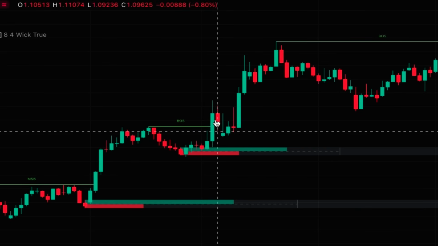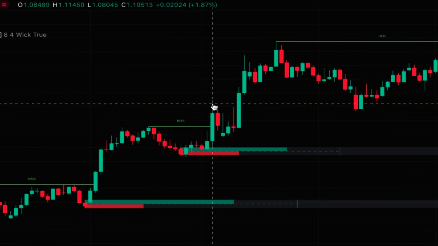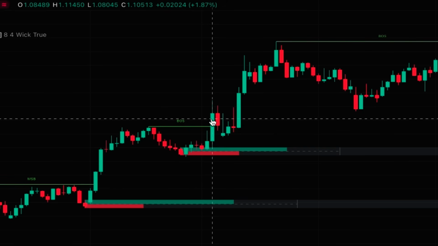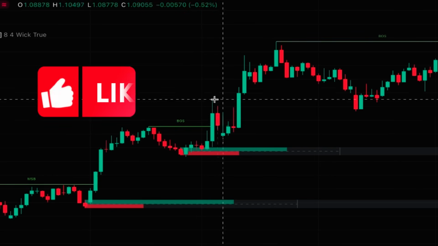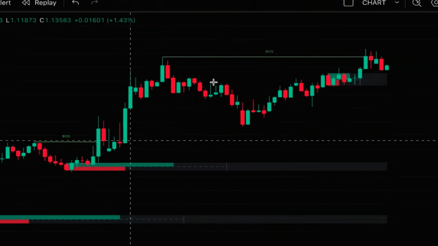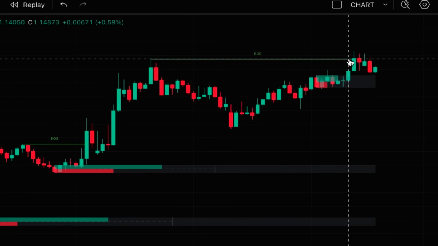In this case, you can see that before the break, we had a bullish order block, and the breaking candle itself is a strong candle and closed well above the level, showing bullish momentum. So we have a strong setup here. But in this case here, you can see that the breaking candle is not closed well above the previous high, and it's just on the edge of the level, and this is not a strong signal.